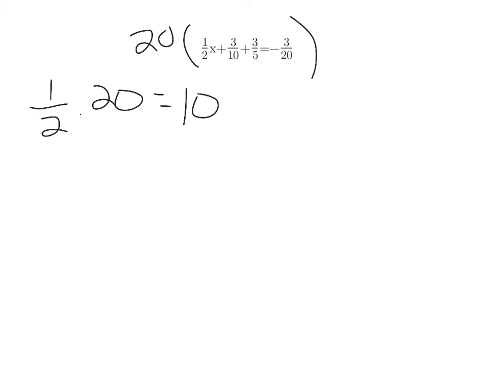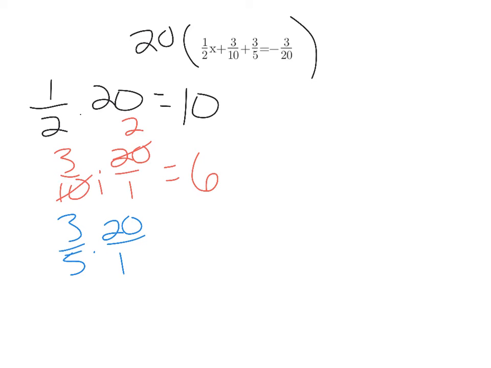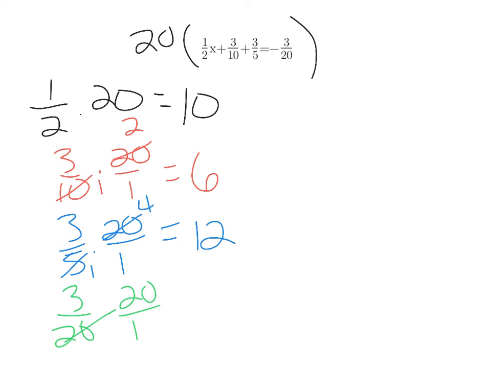Then if I multiply 3/10 by 20 over 1, I can cross-cancel, divide a 10 out of the 10 and the 20 to get 1 and 2, and multiply to get 6. Next, I'm going to multiply my 3/5 by 20 over 1. I can cross-cancel again by dividing a 5 out of the 5 and the 20 to get a 1 and 4, and multiply to get 12. Finally, I'd multiply 3/20 by 20 over 1. The 20s cancel out, and I'm left with just 3.